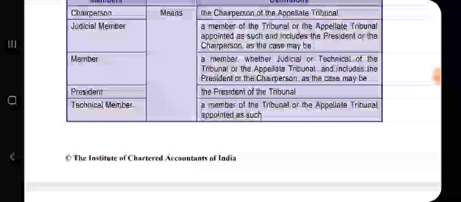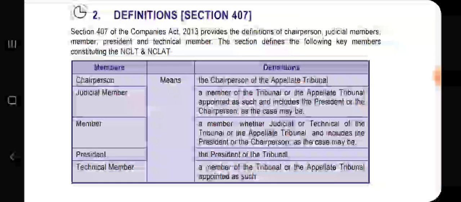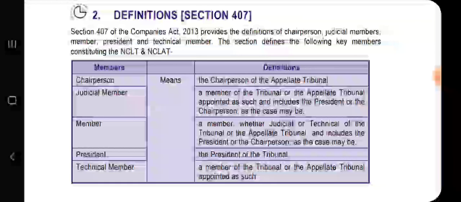President means the president of the tribunal. Technical member means a member of the tribunal or appellate tribunal as such. By going through these definitions, you might have understood that NCLAT consists of a chairman, judicial members and technical members, whereas NCLT consists of a president, judicial members and technical members. You should clearly identify chairman and president to differentiate between NCLT and NCLAT. The appellate tribunal will have a chairman. NCLT, that is the ordinary tribunal, will have a president. That is, NCLAT will have a chairman, NCLT will have a president.